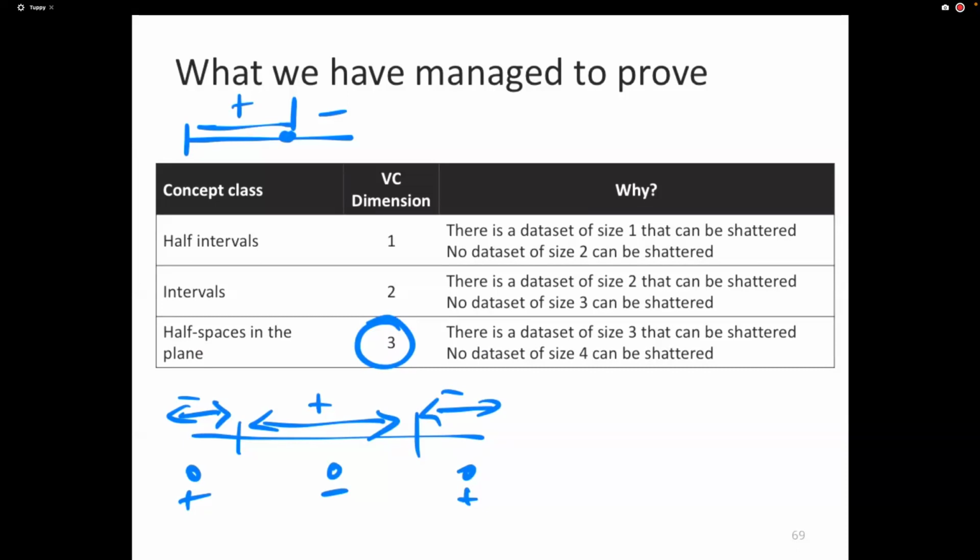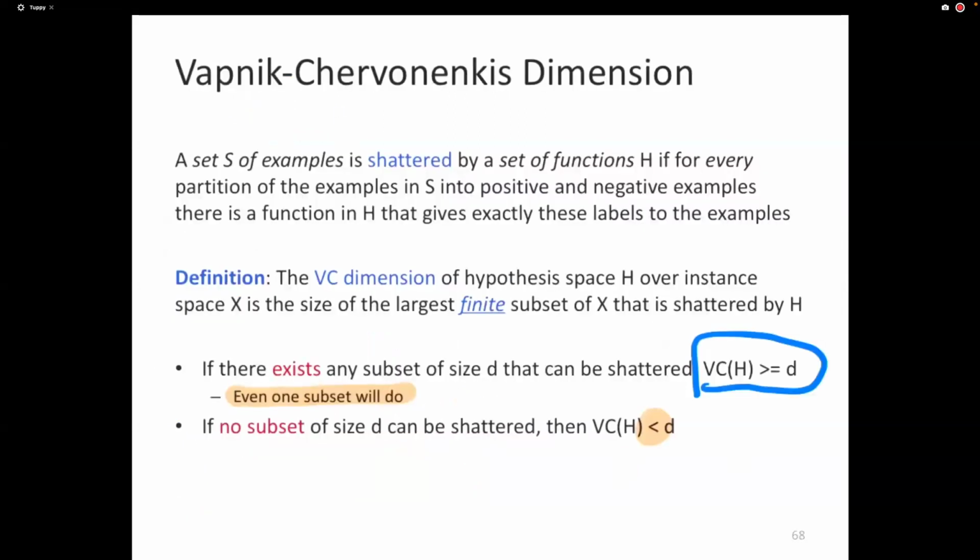But then if those 3 points are on the same line, with different classes, how to separate them? We can't. We just need one set of 3 points. If we have one set of 3 points, even one data set of size 3, if it can be shattered, then the VC dimension is at least 3. The definition of VC dimension is all we need is one subset, even one subset.